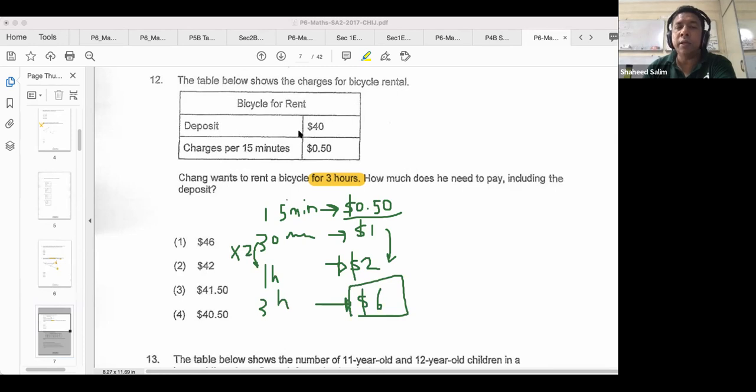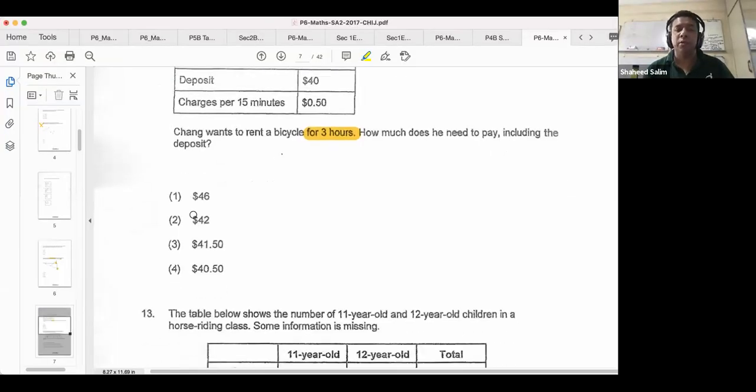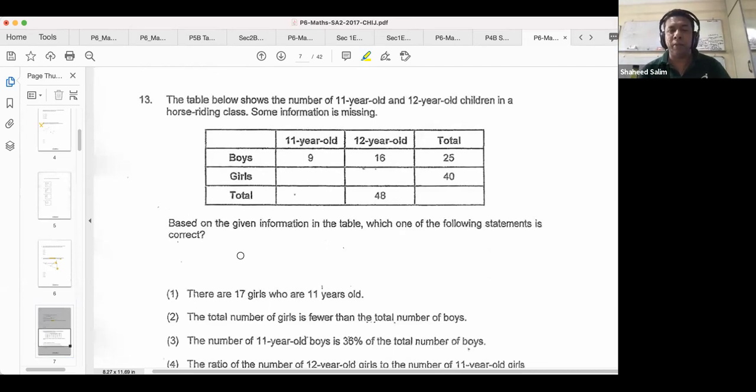Then your deposit is $40. So $46. $6 is for your rent. $40 is for the deposit. Okay. Remember 50 cents for 15 minutes. Don't find 1 minute. Go straight to half an hour. Half an hour is $1, times 2. Then go to 1 hour, times another 2, get $2. Then 3 hours, times 3, get $6. Okay. If you can't get, please send me a message. Please send me a message. Don't just pretend, okay, we are not going to do this yet.